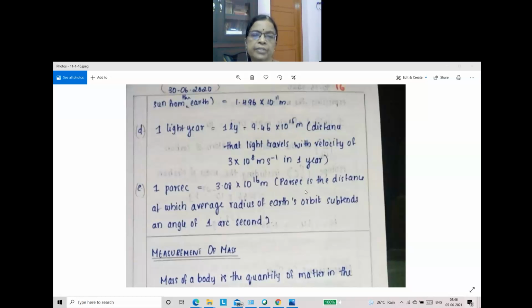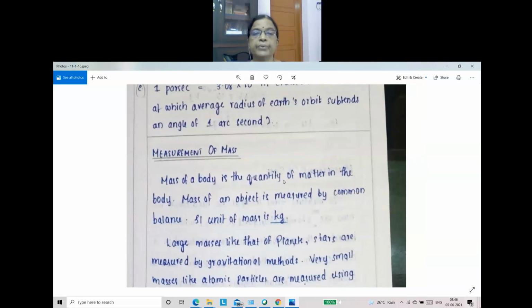Parsec. A parsec is the distance at which the average radius of Earth's orbit subtends an angle of 1 arc second. The conversion you study; the explanation I will show you with a figure. A parsec is 3.08 into 10 raised to 16 meter. These distances I told you, you should know the conversions: light year to meter, parsec to meter, AU to meter. All of you have to study these numbers and conversions very well.